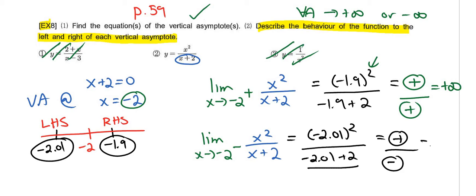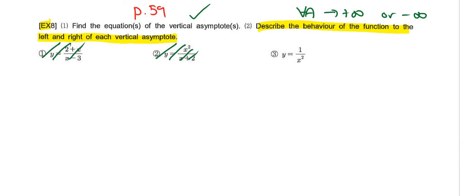So a positive divided by a negative is negative infinity in this case. All right, so once again, I'm just going to pause the video, erase this, and then we'll start question 3 next. All right, moving on to question number 3.